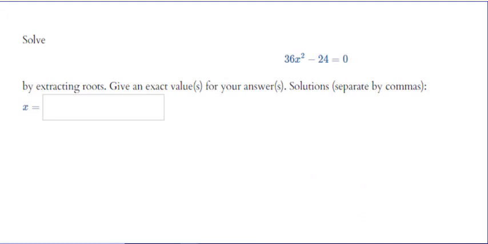All right, so same thing here. On this one, all of it's sitting on the left-hand side with a 0 on the right. That's okay.